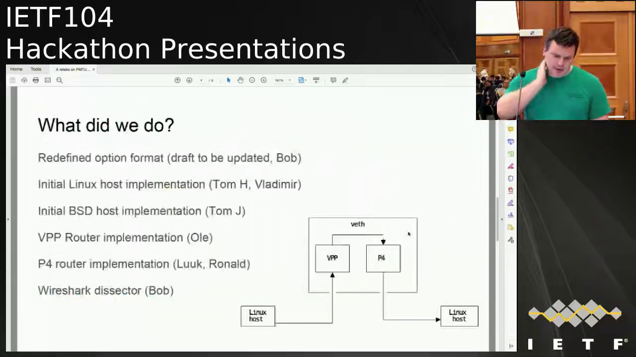Yeah, and so what did we do? We had quite a busy table, or quite a few of us. We did an update to the draft just as a starting point, and then we worked on initial implementations for host for Linux and FreeBSD. We got two functioning router implementations in VPP and P4, and Bob, whose first hackathon it is, wrote a working dissector for Wireshark. And we've now interoperated and tested all of this, and it seems to work. And the script I have says that we have fixed the internet.